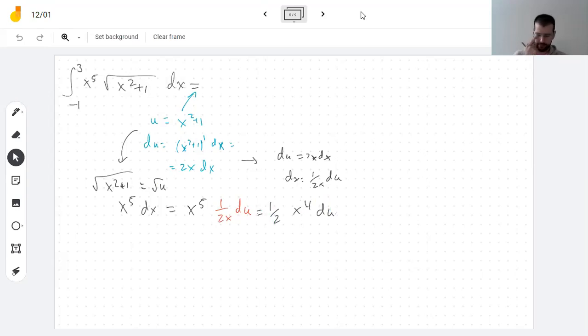So if u is x squared plus 1, what is x to the fourth? You should always be able to do this by solving for x and then plugging in. How did you get 1 half x to the fourth? I got 1 half x to the fourth because I had the half here, and I had 5 x's in the numerator and 1 x in the denominator.